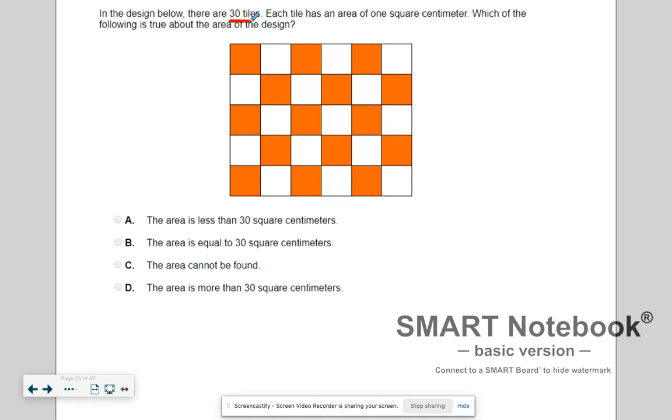All right, so I know there's 30. Each tile, here's your label, square centimeters. So it's going to be SQ. Centimeters is CM. All right. So, Miss Merritt, if you will pause this video, guys, I want you to read A, B, C, and D and see which of the following is true about the area.